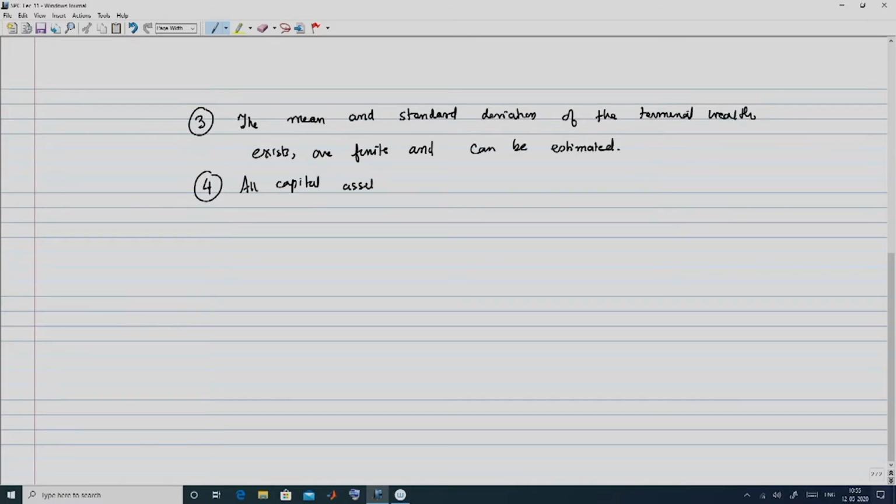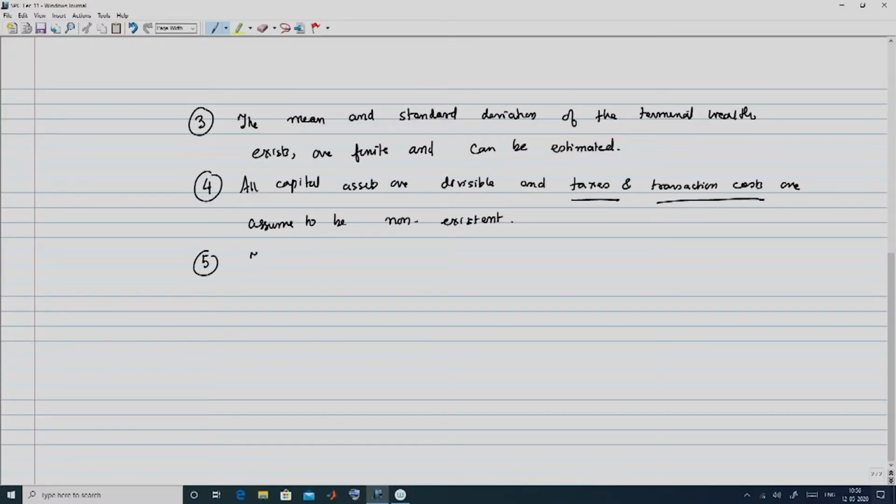capital assets are divisible. That means, you can buy or sell a fraction of assets like stocks and bonds, and all the taxes and transaction costs are assumed to be non-existent, and please remember that this assumption of non-existence of taxes and transaction cost is in the context of the CAPM, the discussion on CAPM. In reality, of course, they have to be taken into account, in which case the analysis becomes considerably more challenging.